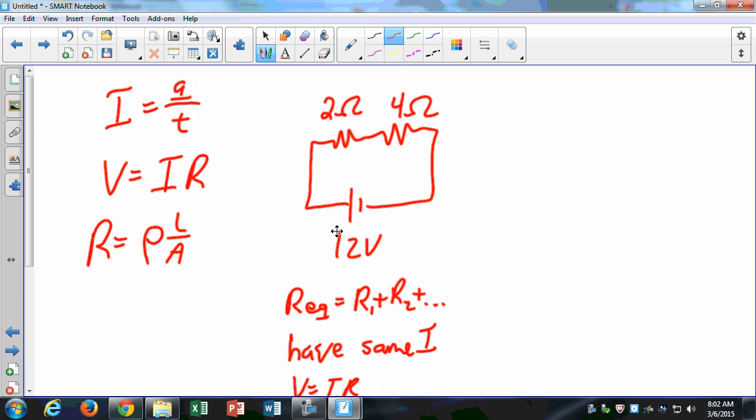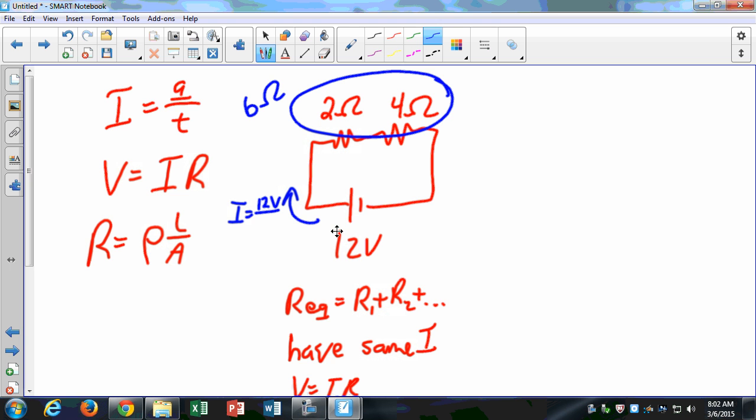So here, for example, our equivalent resistance would be 6 ohms. 2 plus 4 is 6 ohms. That gives us the current here, which is going to be V over R. That's 12 volts over 6 ohms, which is 2 amps. Because these resistors are in series, they all have 2 amps. So I have 2 amps here and 2 amps here.